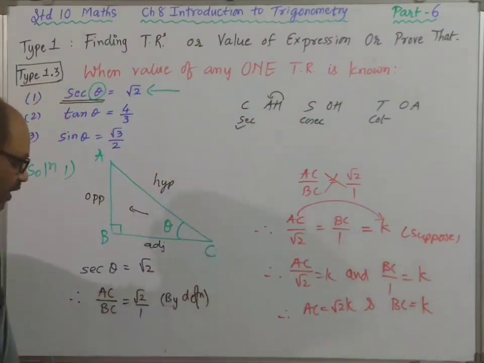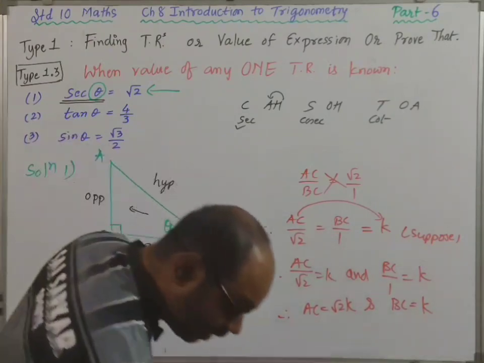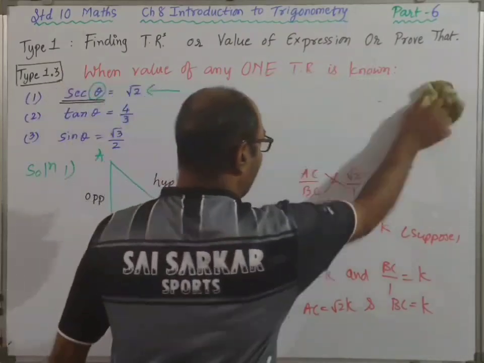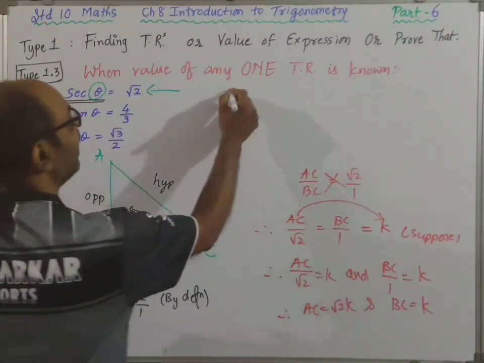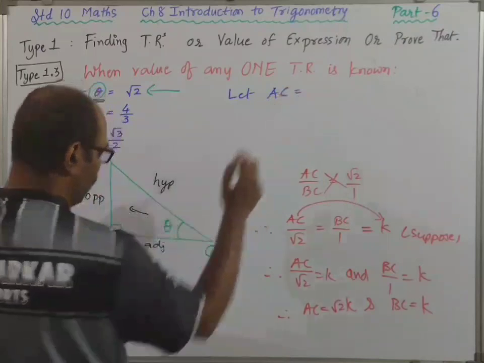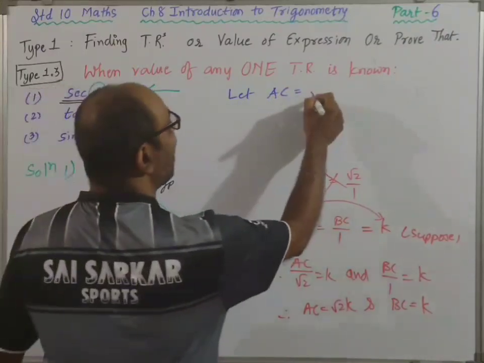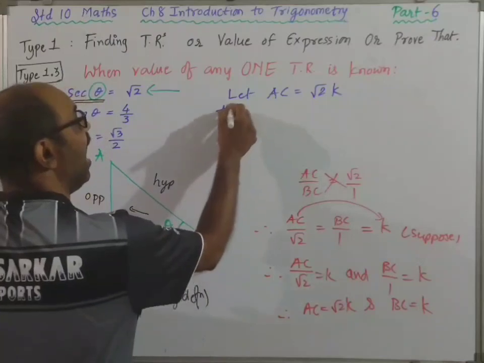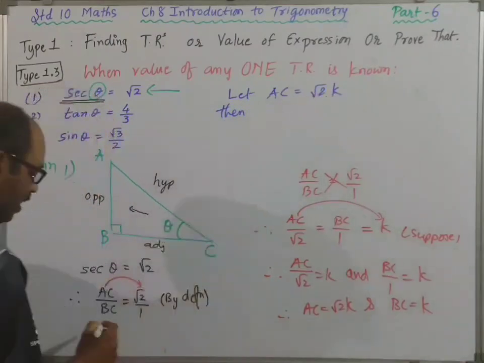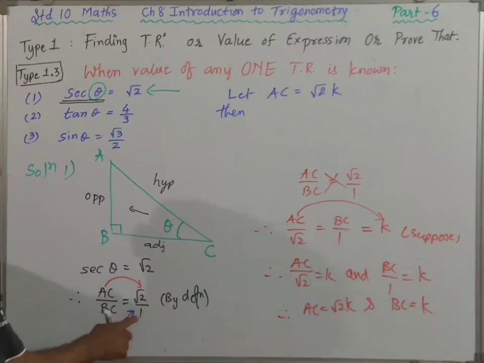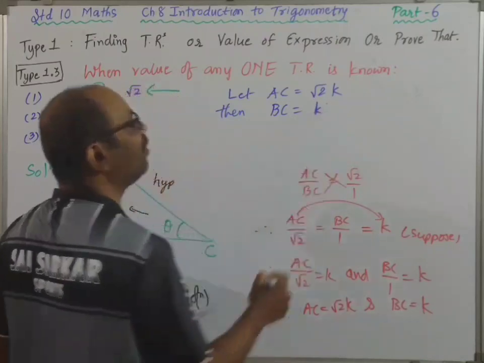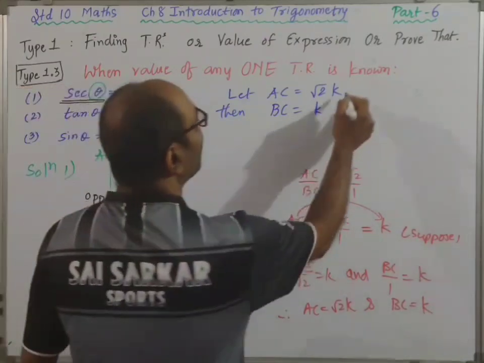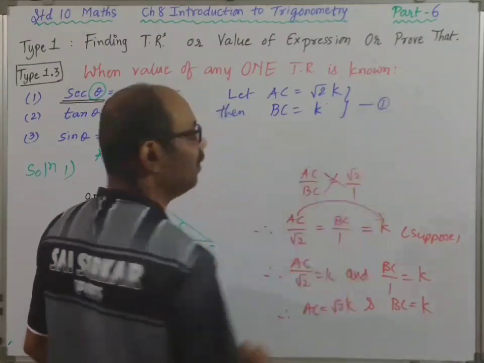But instead of doing that, straight away you can say, see children, this step is very important. This step is very important, what I am doing. From here you may write directly: let AC is equal to root 2K. I am using that unknown K. Then, if AC is root 2K, then what is BC? 1K. Then BC is equal to 1K. So you can write only K. Correct? Okay. This is the result 1.